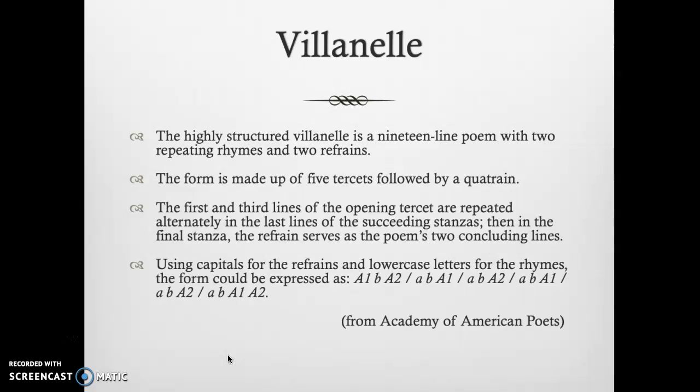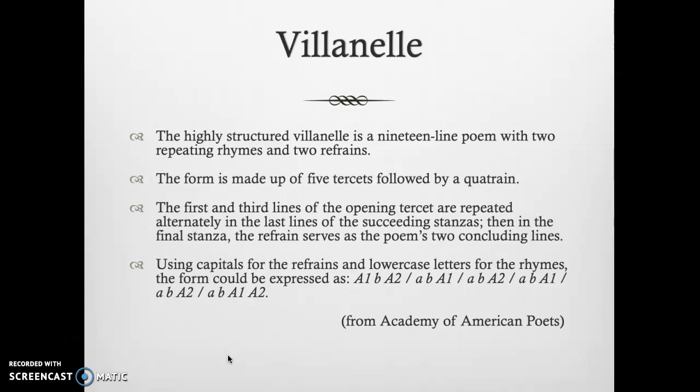Okay, here's the complexity of it. The first and third lines of the opening tercet are repeated alternately in the last lines of the succeeding stanzas. Then in the final stanza, the refrain serves as the poem's two concluding lines. I'm going to show you an example.